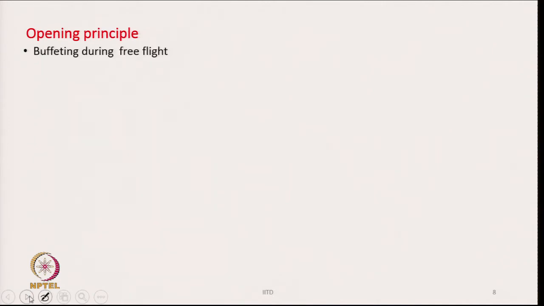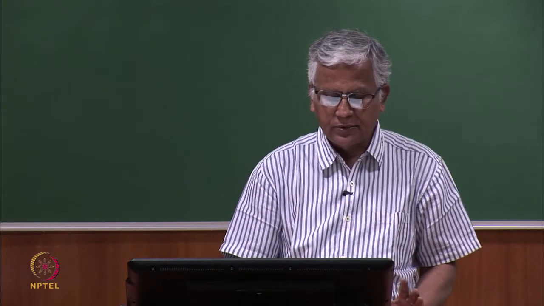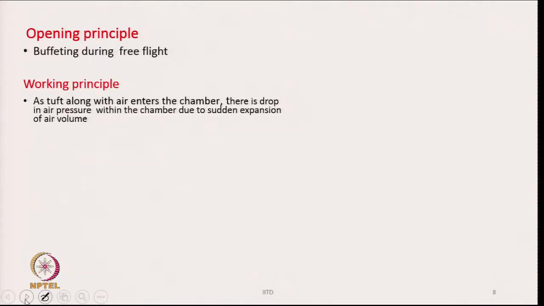So, the opening principle is buffeting during free flight. They are actually floating in air and the striking elements on the rotating drum act on them. As tufts along with the air enter the chamber, what happens? There is a drop in air pressure within the chamber due to sudden expansion of air volume. Hence, the tufts entering the chamber fall on the drums.